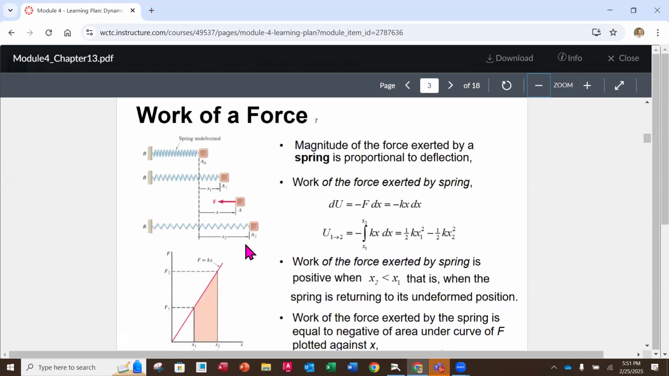Now, as we look at different elements that we're going to come across in mechanical design, mechanical engineering, a spring is a very popular item that we incorporate into our designs. So this is going to be the section that we look specifically at springs. First of all, the magnitude of the force exerted on a spring is proportional to its deflection. You probably heard this in physics as Hooke's law, right?